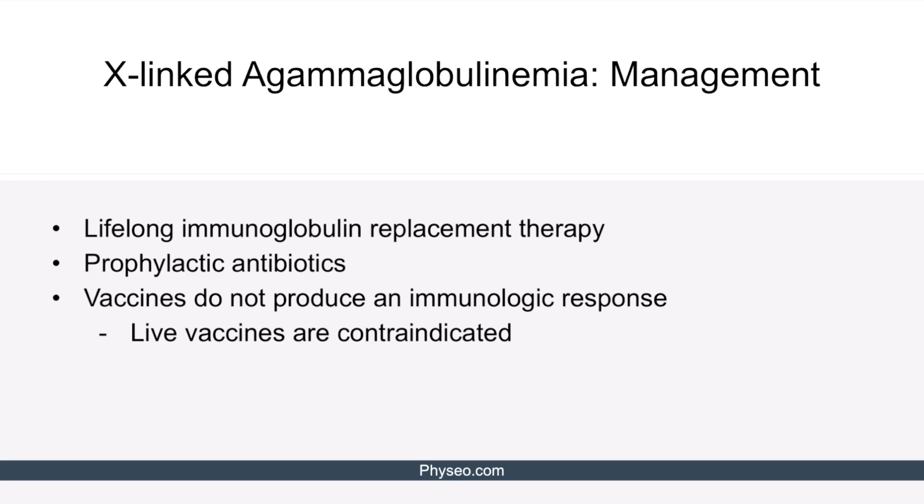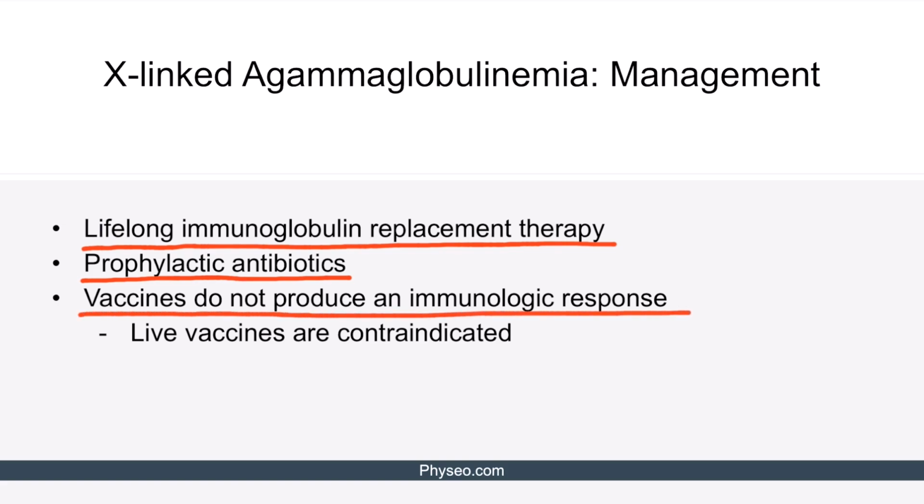Unfortunately, there is no definitive cure for X-linked agammaglobulinemia. Management usually involves lifelong immunoglobulin replacement therapy and periodic use of prophylactic antibiotics, especially if replacement of immunoglobulins is unsuccessful in preventing infections. It is also important to know that patients with X-linked agammaglobulinemia do not benefit from vaccines because they cannot mount an appropriate immunologic response. Moreover, live vaccines are absolutely contraindicated in these patients due to a risk of causing an infection. Clinicians should consider prophylactic antibiotics if immunoglobulin replacement therapy is unsuccessful at preventing infections.